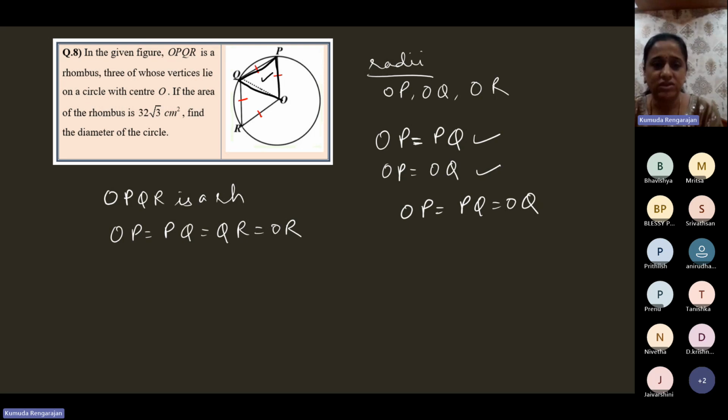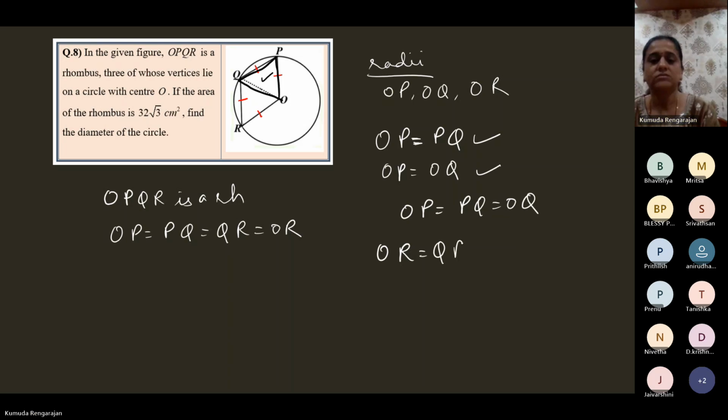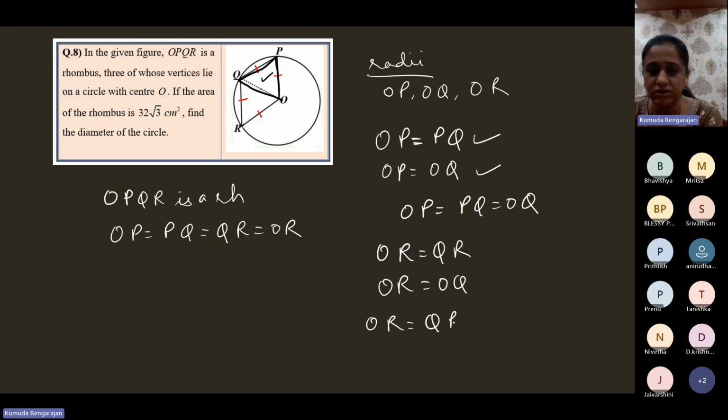Which are the two sides of this triangle? OR and QR. OR is equal to QR. Why is OR equal to QR? Because in a rhombus, all the sides are equal. But OR is equal to OQ, radii of the same circle. So when you compare these two results, we have OR is equal to QR is equal to OQ.